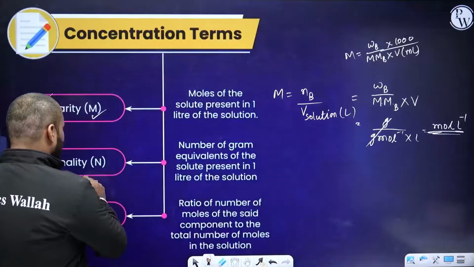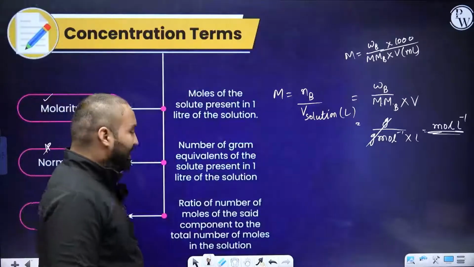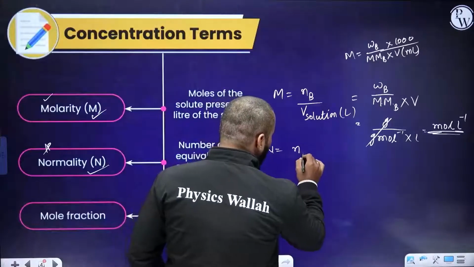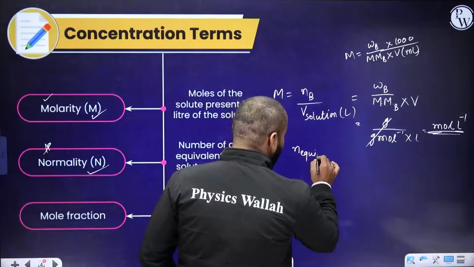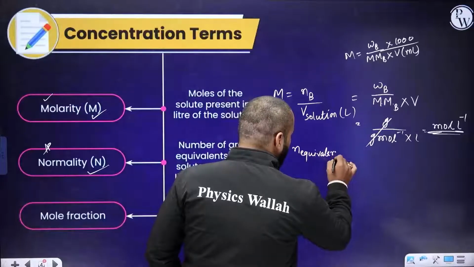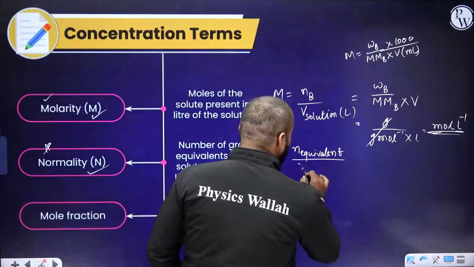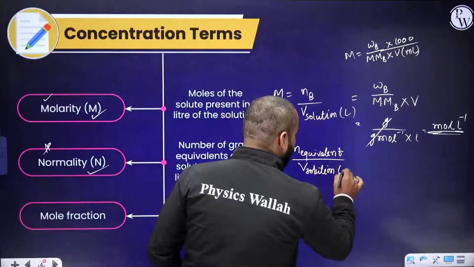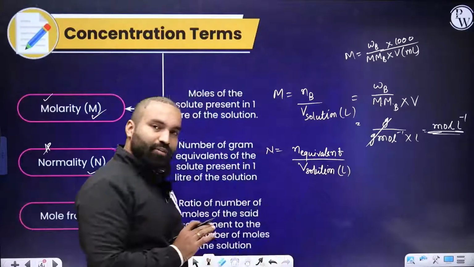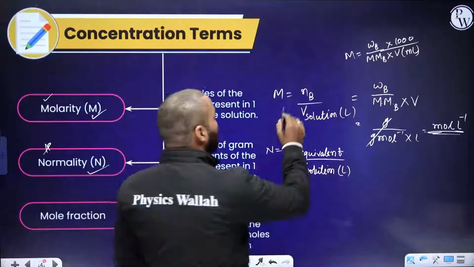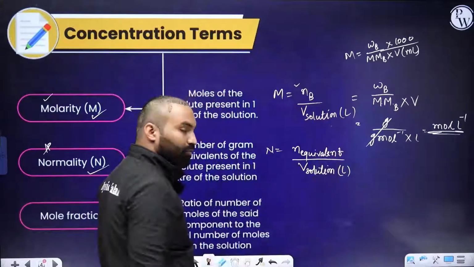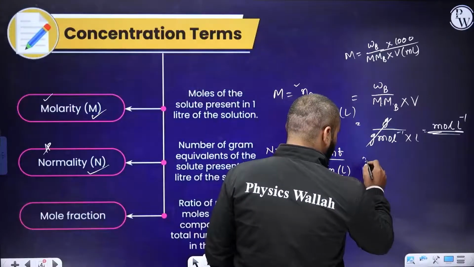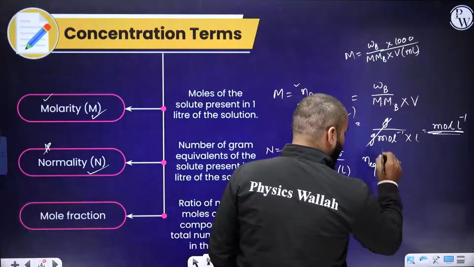Okay, so normality is represented by a capital letter N, which equals the number of equivalents divided by the total volume of solution in liter. Exactly the same, similar definition, but instead of number of moles of solute, we have number of equivalents of solute. Now we need to understand number of equivalents, how to calculate that.